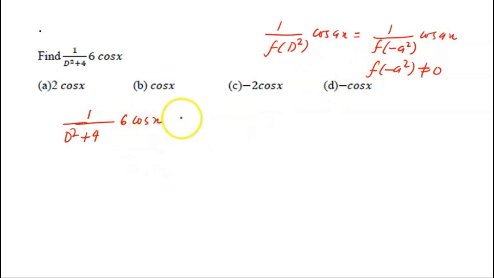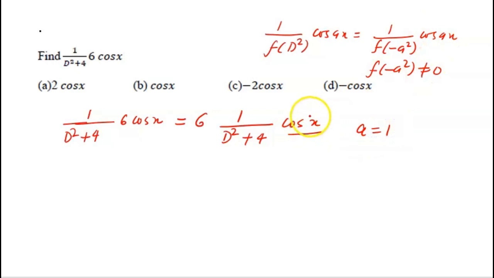The idea is that 6 is a constant, so I am taking 6 out of the operator and I get 1 by D square plus 4, and that I need to operate on cos x. If I ask you what a is here, a is 1 because the coefficient of x is 1. What is a square? A square is 1. What is minus a square? That is equal to minus 1. Some students confuse it with minus a square.